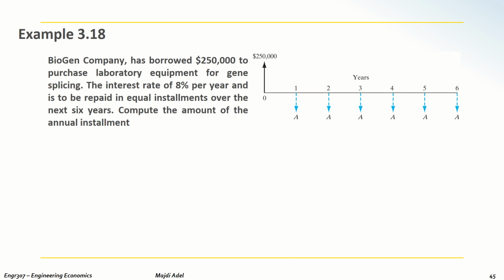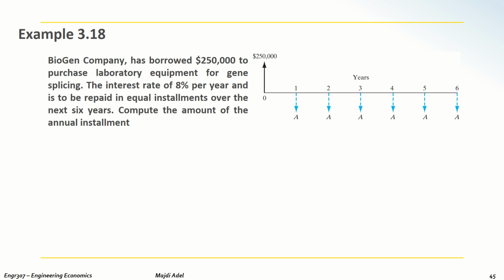Example 3-18. Biogen is a company that has borrowed $250,000 to purchase laboratory equipment for gene splicing. The interest rate of the bank is 8% and the loan is going to be paid over 6 years.